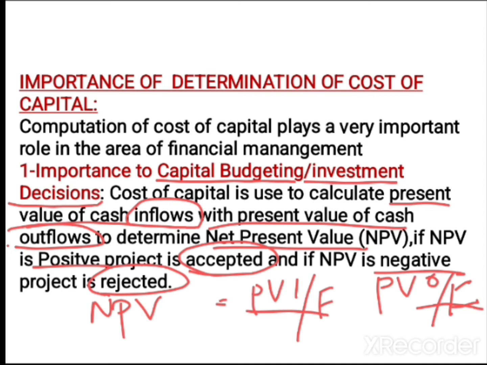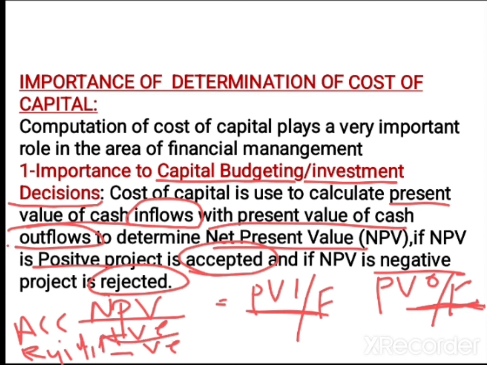So by these cash inflows and cash outflows your NPV is obtained, and when the NPV comes positive, the project is accepted, and when NPV comes negative, the project is rejected. When your present value of inflows is greater than the present value of outflows, NPV comes positive and the project will be accepted. And when inflows are lesser than outflows, NPV comes negative, then the project will be rejected.